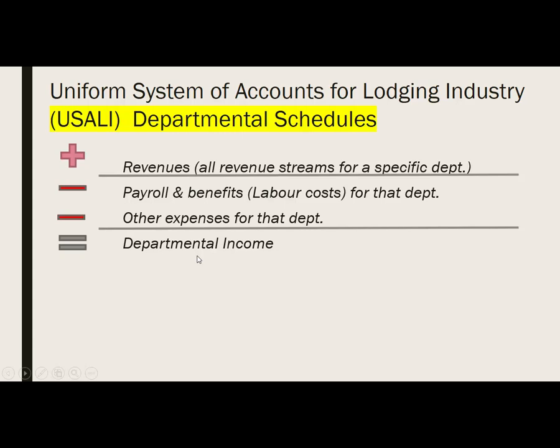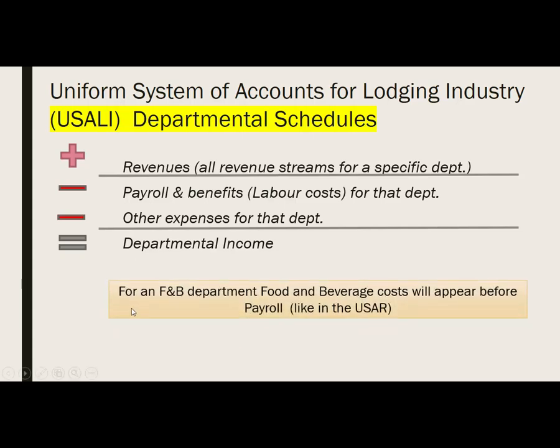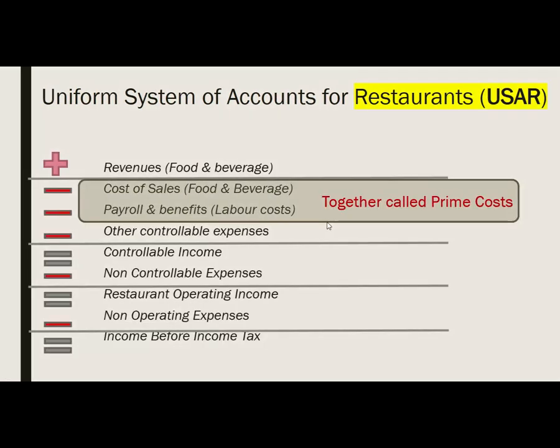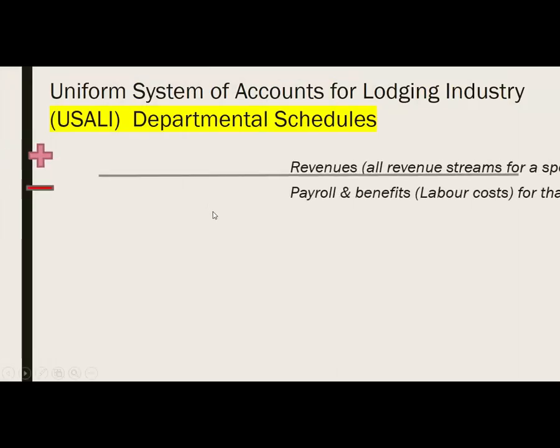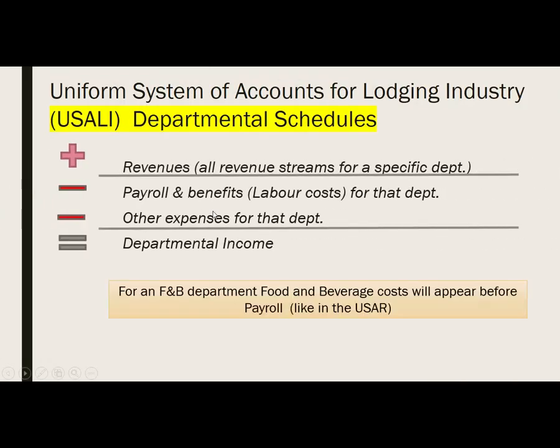So it's very important to still break it down this way to know which department did well, which department delivered so much income. Are they controlling their costs? Are they providing more revenue than last year? You really want to break it down per profit center. Okay? And again, for an F&B department in a hotel, food and beverage costs will appear before payroll right here, just like they would in the USAR. Okay, they would show up in the same way here. So it's really just a mini income statement.